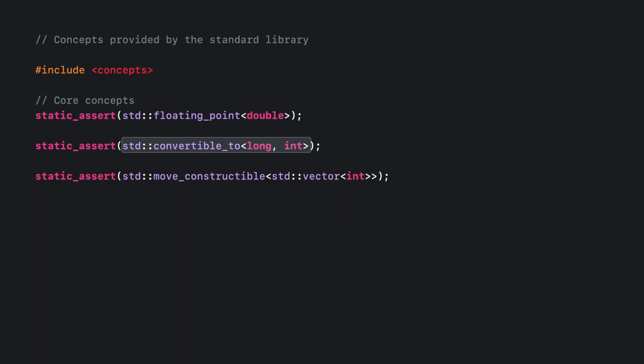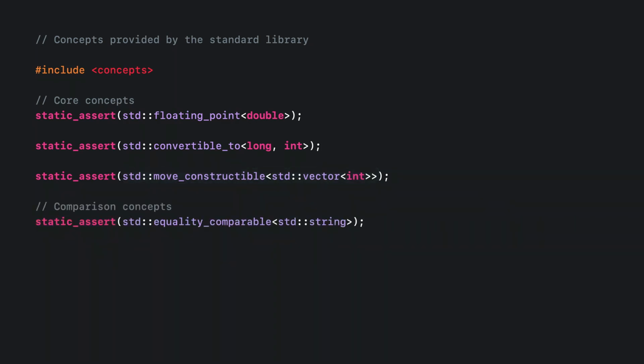For instance, the convertible to concept tests if a type can be converted to another type. And the move constructible concept is satisfied by types that can be constructed directly from another value of the same type. This library also provides several comparison concepts that test if types can be compared to other types. For instance, the equality comparable concept is satisfied by types that have a valid equals equals operator that works with a value of the same type.